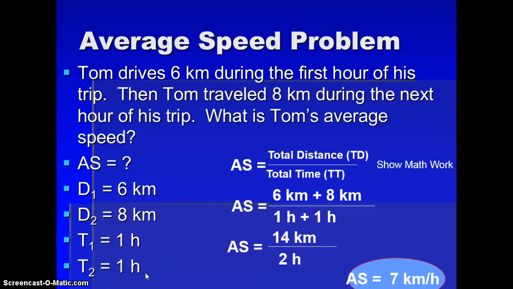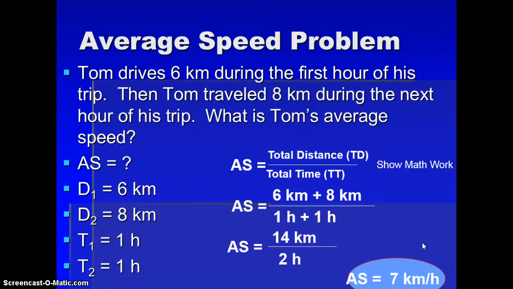Now plug in your numbers. Here's an extra step. AS equals 6 kilometers plus 8 kilometers over 1 hour plus 1 hour. So when you add those up, you get AS equals 14 kilometers and time equals 2 hours. Now go ahead and divide. Show me your long math work, long division, 14 kilometers divided by 2 hours. And your final answer is an average speed of 7 kilometers per hour. And you circle your final answer.